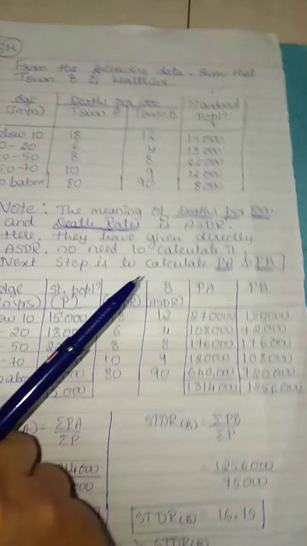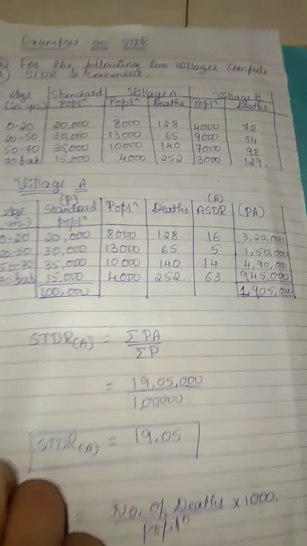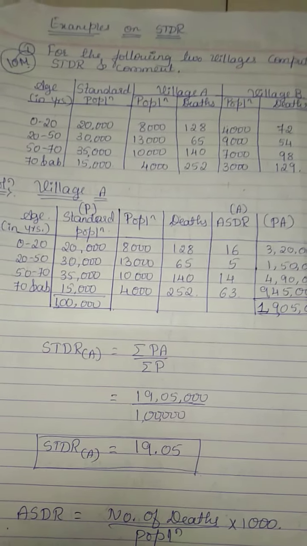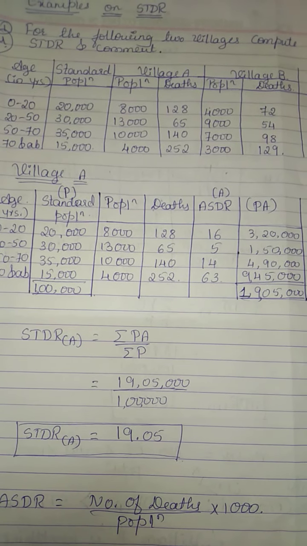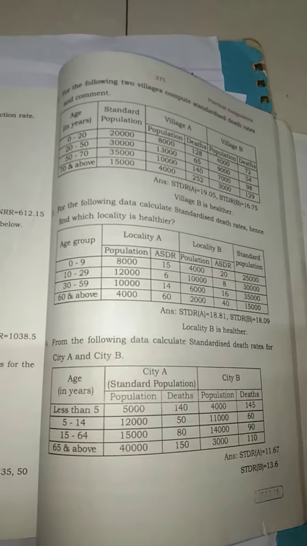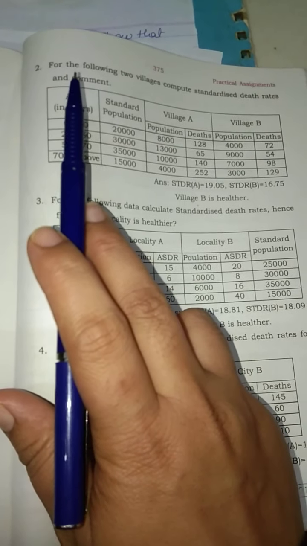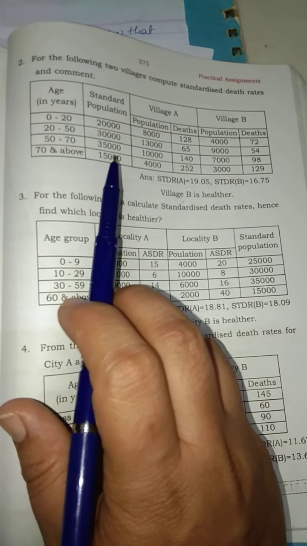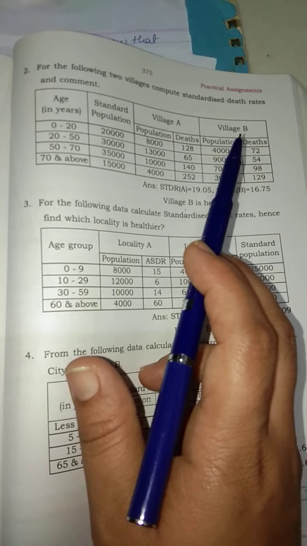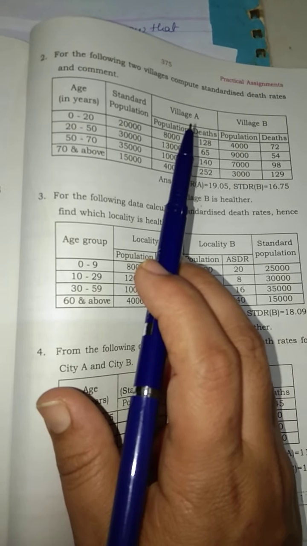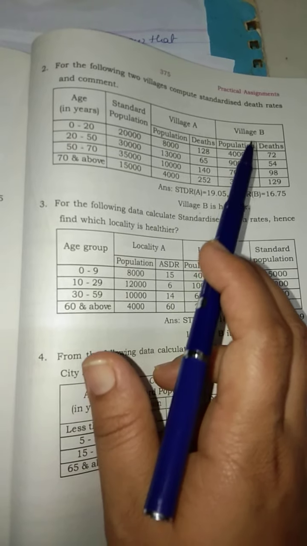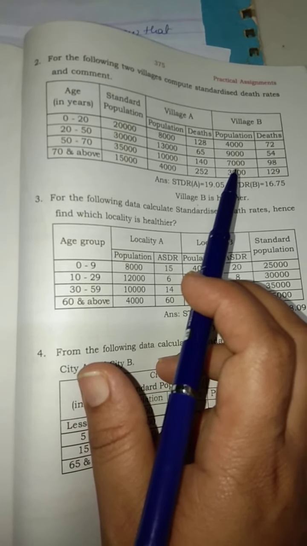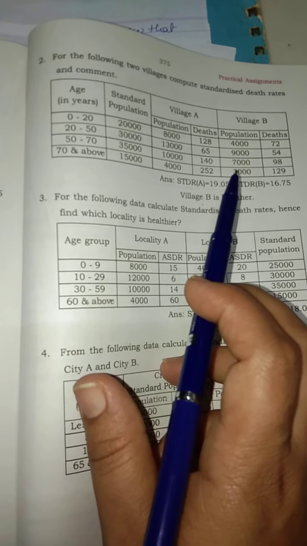Okay, so we'll discuss some homework examples now. The first example I have given is a straight question. For two villages, you are supposed to find out STDR. The standard population is given separately, village A and village B. So find out STDR for village A and for village B separately. This is a very easy example, the first example that I have explained now.